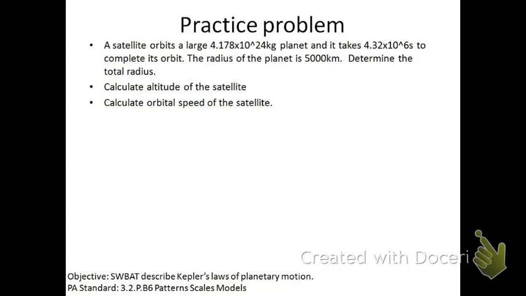First, we have to determine the total radius, calculate the altitude of the satellite, and then finally calculate the orbital speed of the satellite. So let's start first by identifying known quantities. The first value they give us is 4.178 times 10 to the 24, and that happens to be the mass of our planet. Let's go ahead and write that down, times 10 to the 24 kg. No need to convert there, it's already in the standard units.